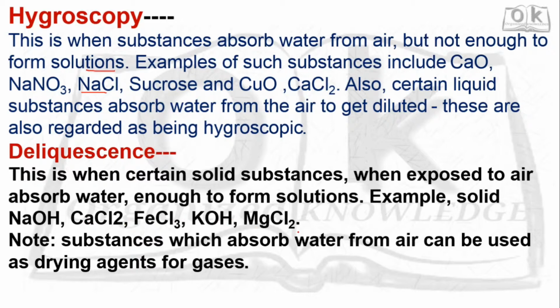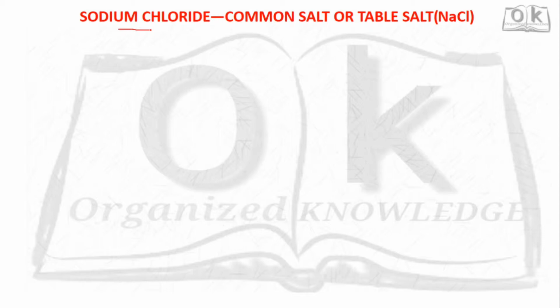And so these substances which absorb more and more water moisture from air can be used as a drying agent for gases. उनको हम as a drying agent जो है use कर सकते हैं. Now let's take the first example of salt, that is sodium chloride.